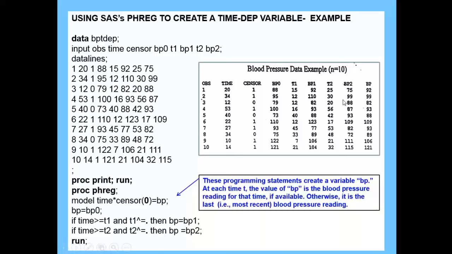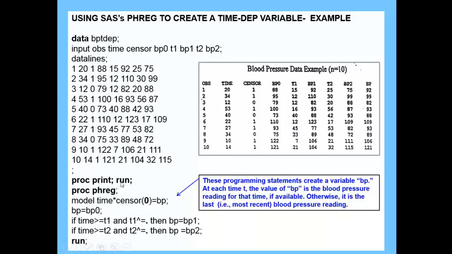So how do you tell the computer that you want to consider person 1, person 2, whose blood pressure values are changing over time? How do you tell the computer to define that variable? Well, here's the code for it. First of all, I've put in the information that's in this table, defining the data set, blood pressure time dependent, and then the variables are observation time, sensor, that's the censoring variable, and then these other variables, blood pressure at time 0, time 1, and so on, and here's the data.